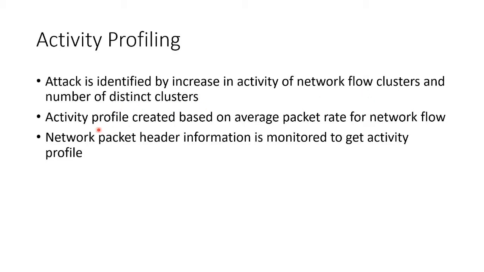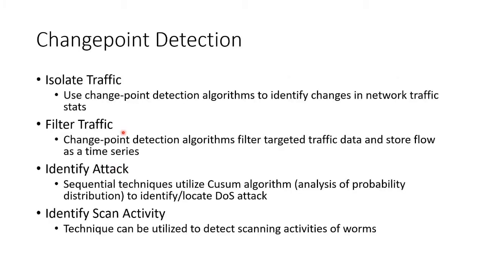So we'll create an activity profile based on the average packet rate for whatever that part of the network is. And we'll use network packet header information, which we'll monitor to get activity profiles. In other words, what's normal for different parts of the network.